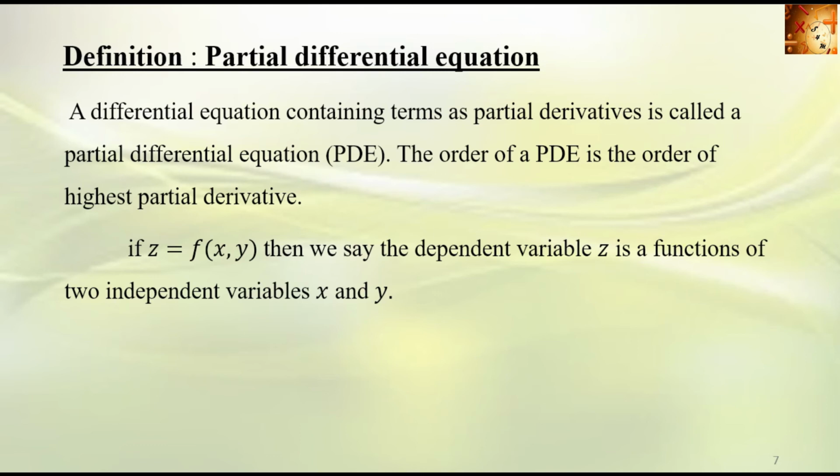If z equals f of x, y, then we say that z is the dependent variable and x and y are the two independent variables. Okay, so z depends on x and y.